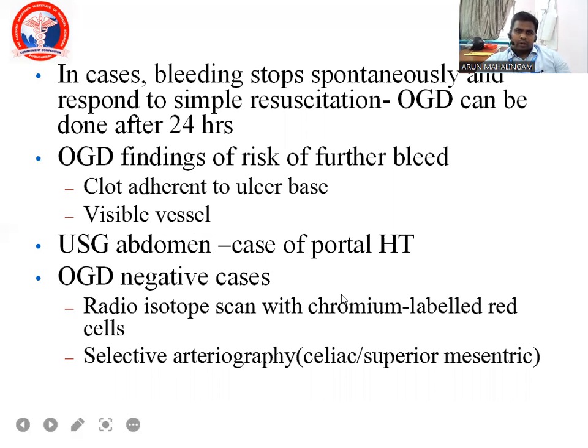In OGD negative cases, radioisotope scan with chromium labeled RBCs and selective arteriography in the celiac or superior mesenteric artery.